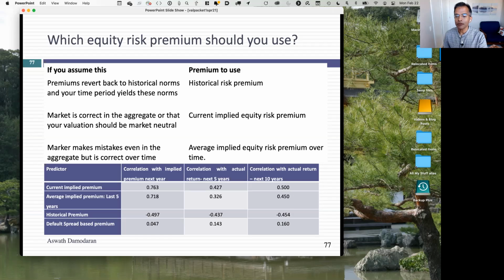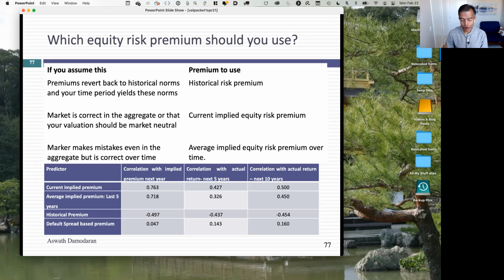I took each measure of the risk premium, whether it's historical or implied or average implied, and then I looked at how highly correlated it was with the actual returns over the next 10 years. Do you see what I'm trying to do? If a risk premium is a good predictor of the future, it should be highly correlated with what you actually see in the market. So you want a high positive correlation when you pick an equity risk premium.